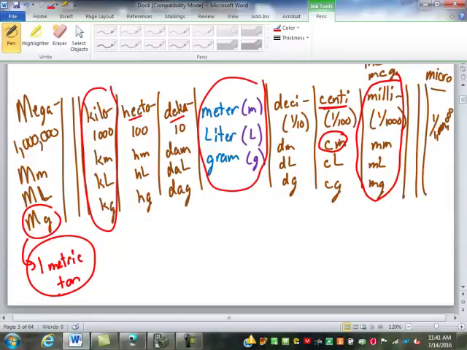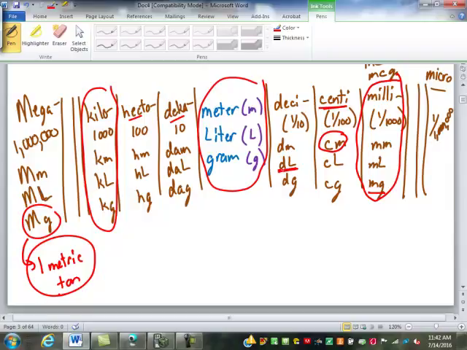That doesn't mean the rest of these aren't used. Like a deciliter is used in the medical field for blood testing. If you do your cholesterol and then you come out as a 180, that's 180 milligrams of cholesterol per deciliter of blood.